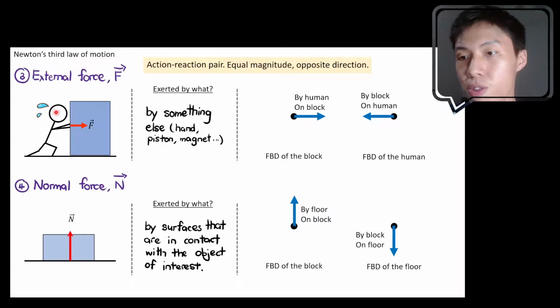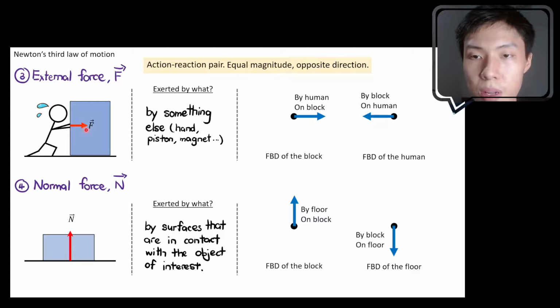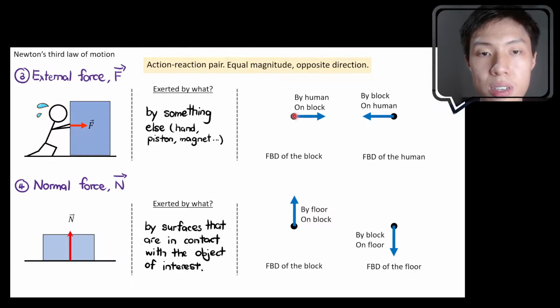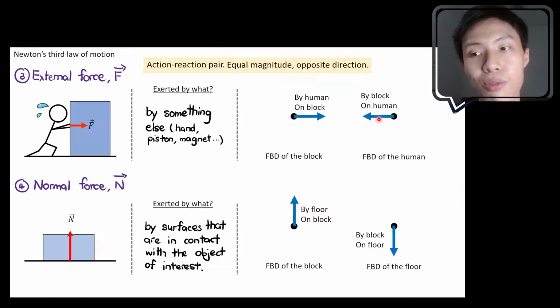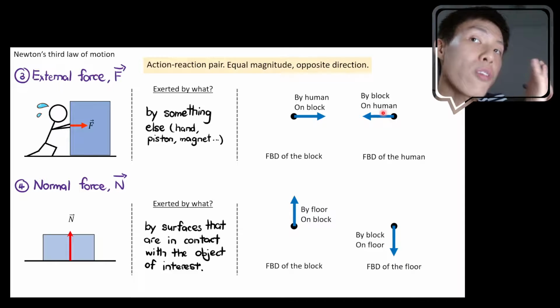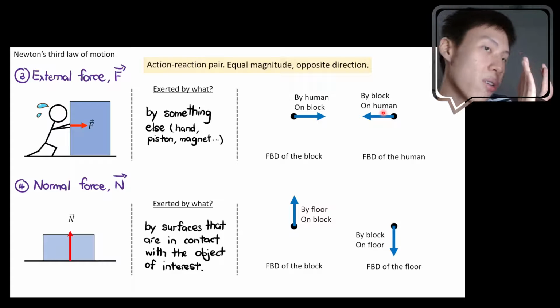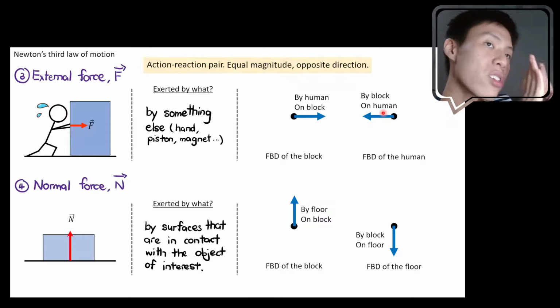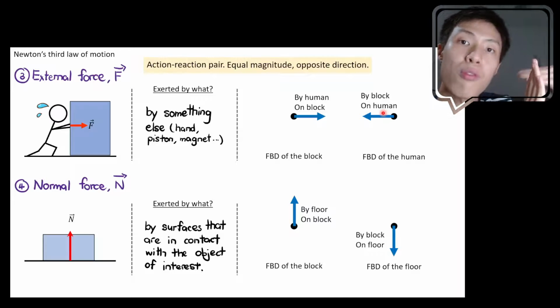So for external force, you see the human is pushing the box. In this case, for the free body diagram of the block, you should observe there's a force by the human on the block. But because of Newton's third law of motion, you know that for the free body diagram of the human, you should expect the block to push back on the human towards the left hand side. That's why when you're pushing a block, you feel some kind of resistance by the box. It's because the box itself is providing a counter force, a force in the opposite direction.